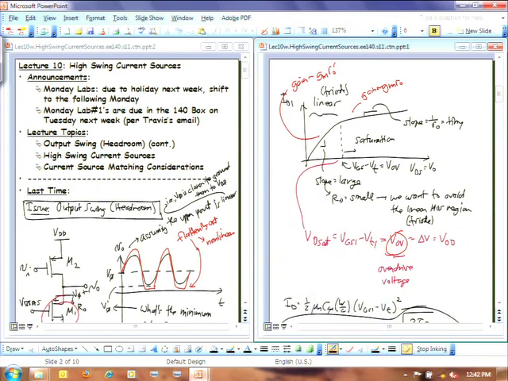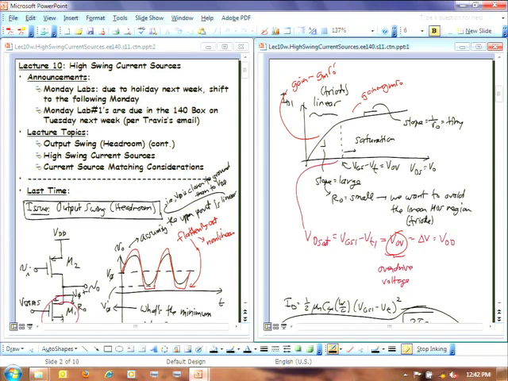And so, we'll continue output swing, then high swing current sources. So we're going to design current sources specifically so we can get maximum swing. And mainly we're going to be worrying about cascode type current sources. Then we'll talk about current source matching considerations, which I anticipate we won't be able to get to in this lecture, but that's coming probably the next lecture.